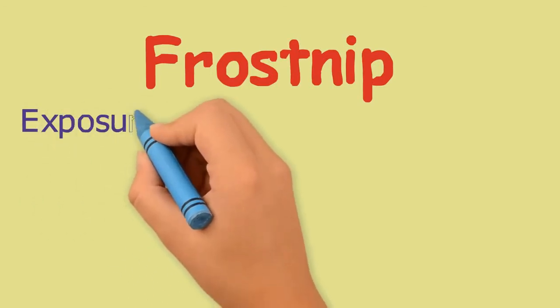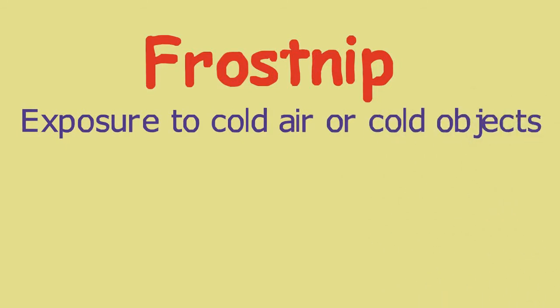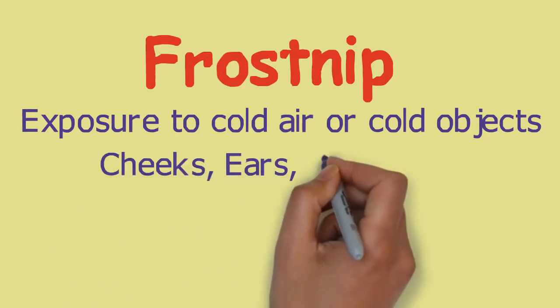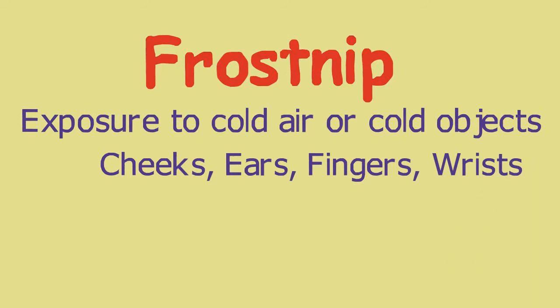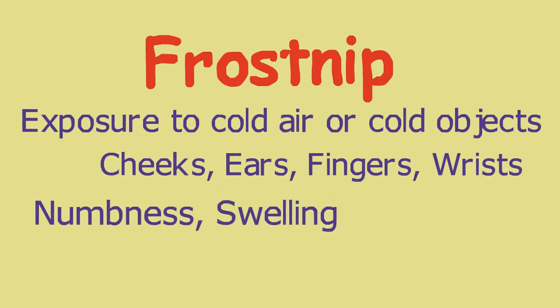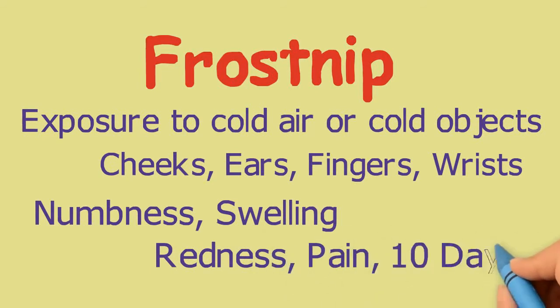Frostnip is when the top layers of skin tissue freeze. It is the first degree of frostbite. Frostnip usually results from short duration exposure to cold air or contact with cold objects like metal. Exposed skin, like cheeks, ears, fingers, and wrists, are more likely to develop frostnip. The top layer of frozen skin becomes white and feels hard and rubbery, but the deeper tissue is still soft. The affected area feels numb and may become swollen. Frozen skin thaws quickly, becoming red and painful with eventual peeling of the skin. Complete healing can take 10 days, but the injury is usually reversible.